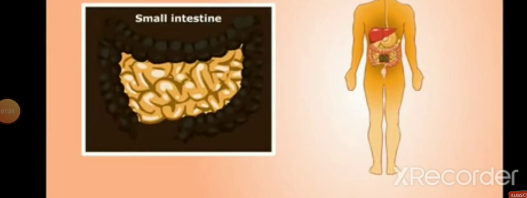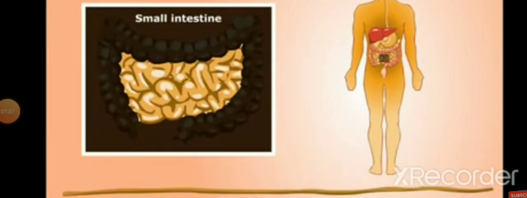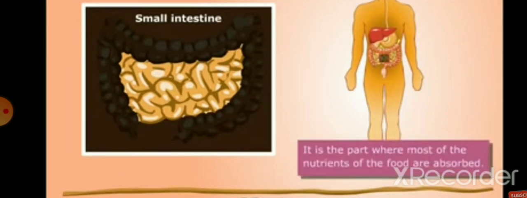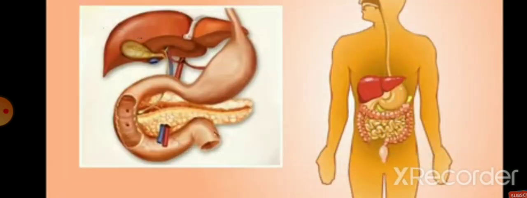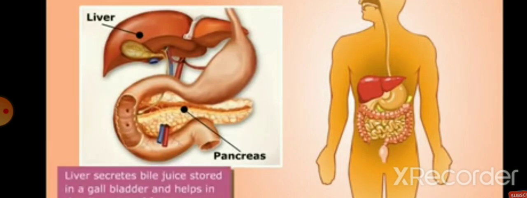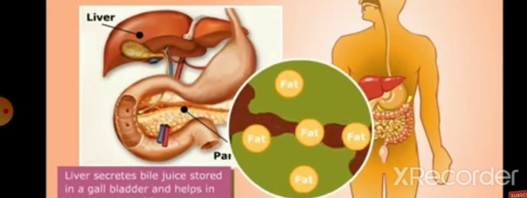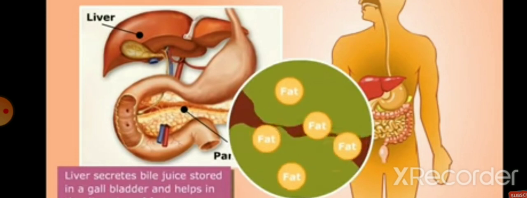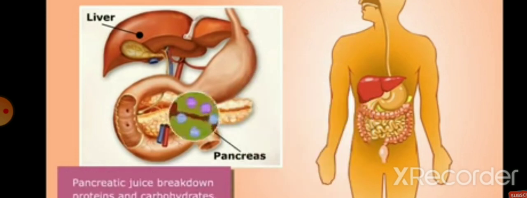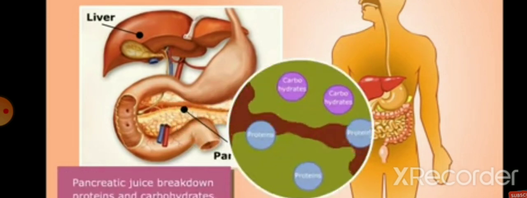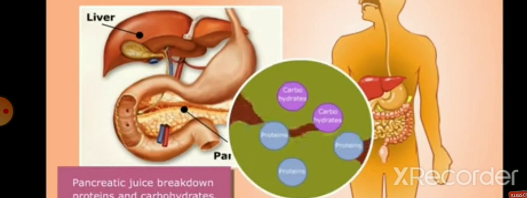So this is the small intestine. Its length is about 7.5 meters. It is the part where most of the nutrients of the food are absorbed. Then the secretory glands, that is the liver and pancreas, are shown to you. The liver secretes bile juice and it is stored in the gallbladder. And pancreatic juice breaks down proteins and carbohydrates.